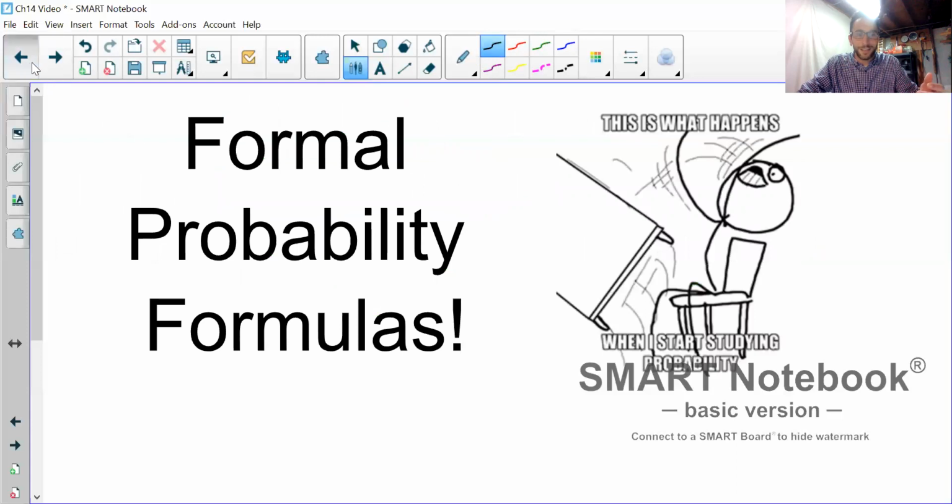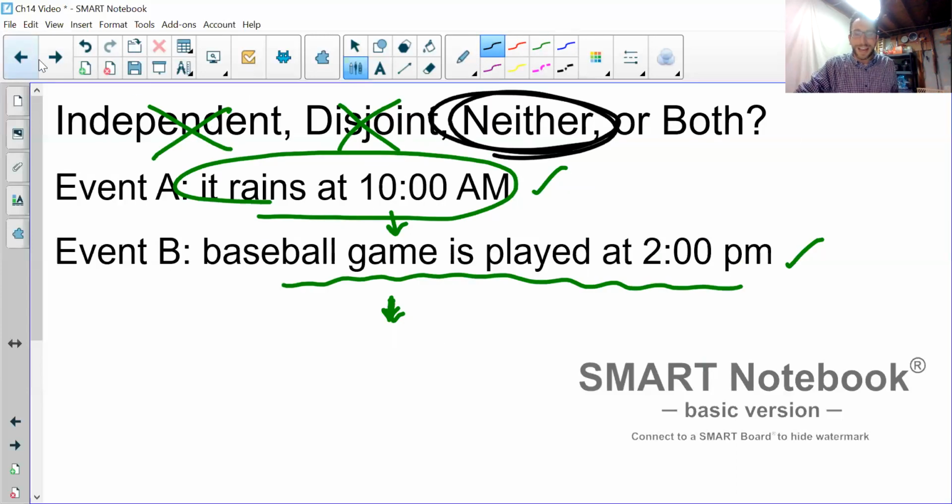I think that's it, right? Yeah, that's it. So one more video coming up soon about formal probability, but for now, you're going to do some practice here. You're going to look at some events in Delta Math and decide, are they independent, disjoint, neither or both? Neither or both.